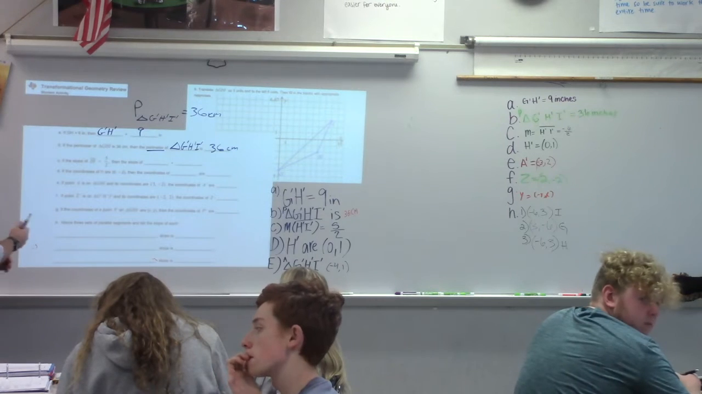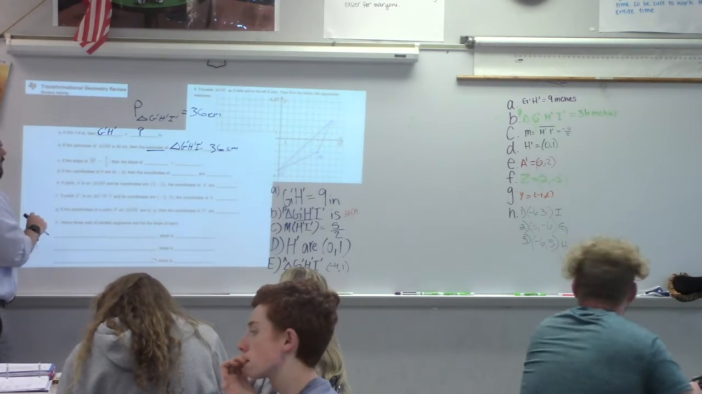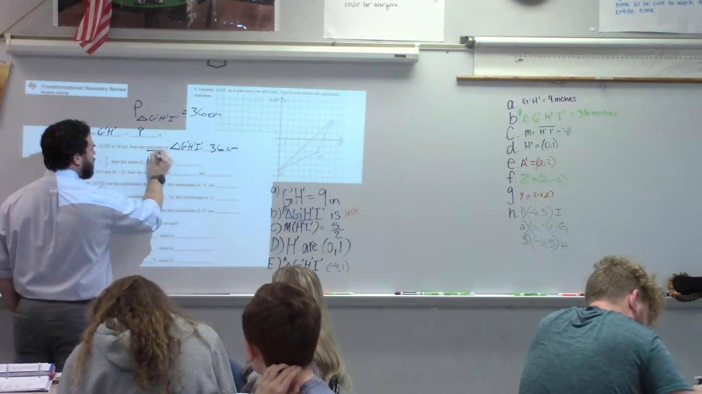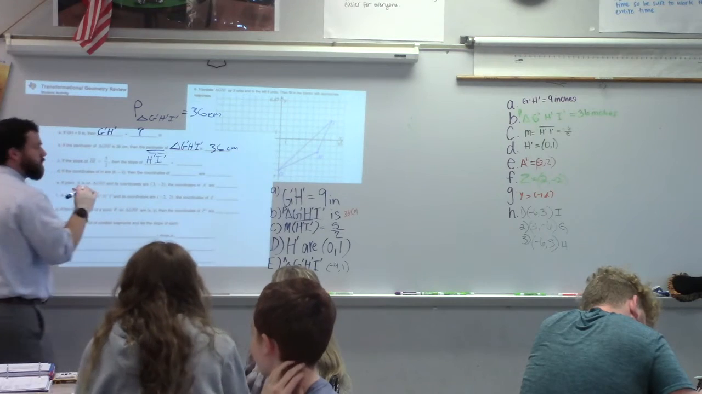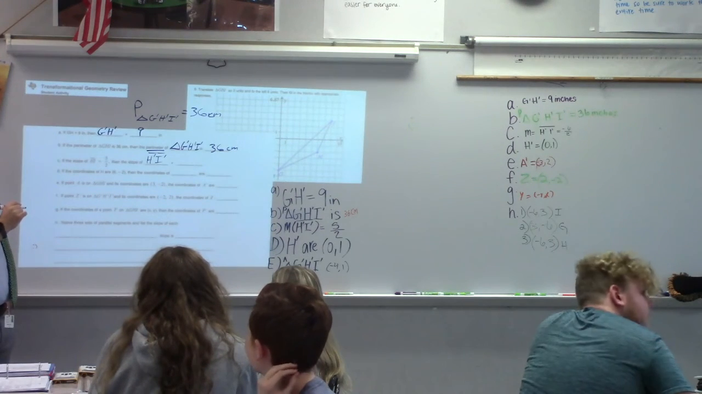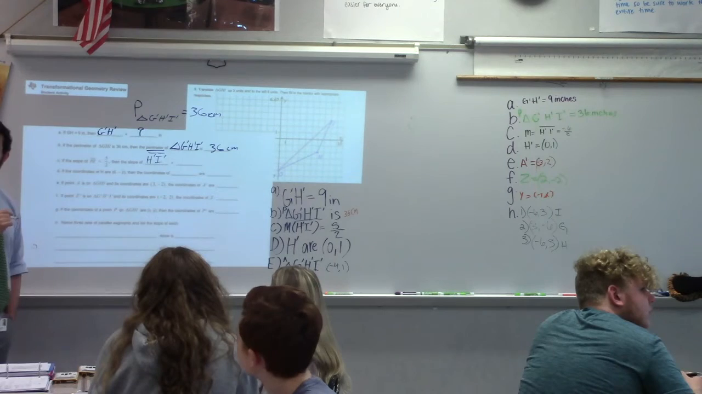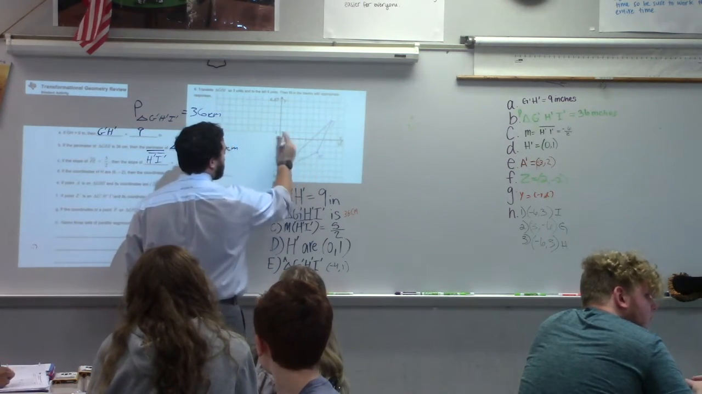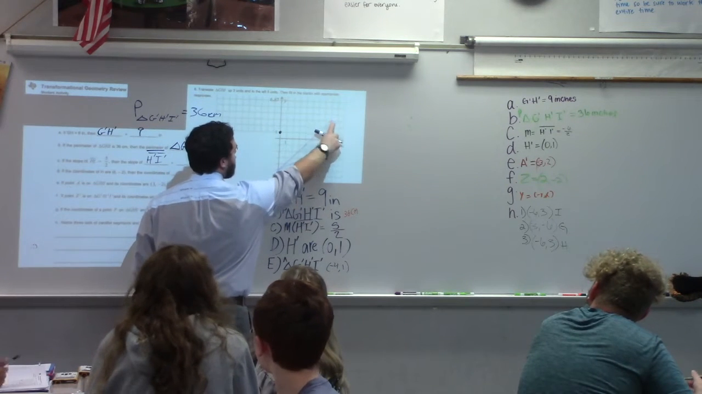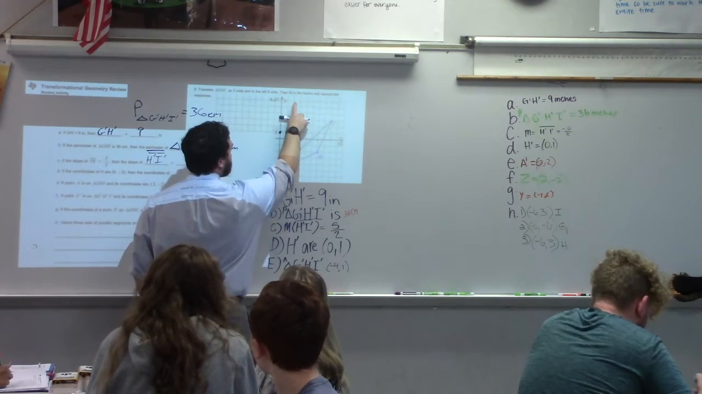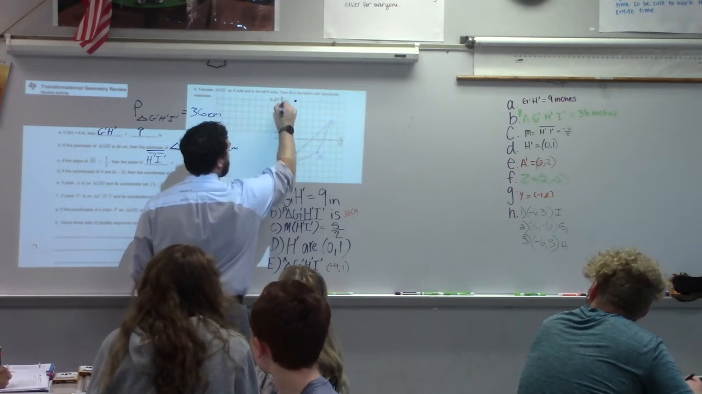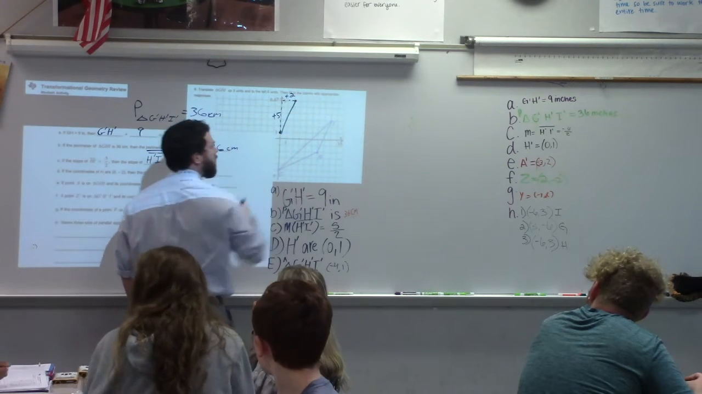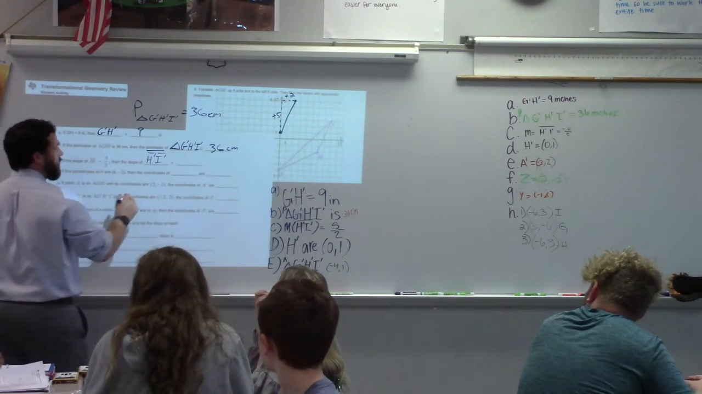And then we saw an interesting case here. The slope of line segment HI was 5 halves. The slope of H prime I prime was what? Did you check that? Did you actually look at the graph? Because I think this was here, and then this was here. How far up is that? I think that's the same slope, isn't it?